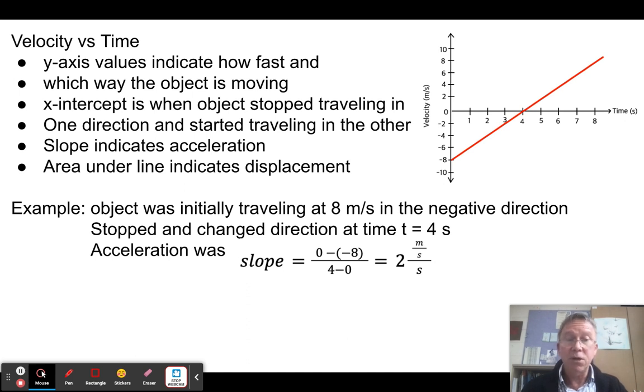It doesn't tell me where you are. It tells me which way you are moving. So I look at this value here, the y-intercept, that is my v initial. And that's something you definitely want to know: what is the initial velocity of the object?